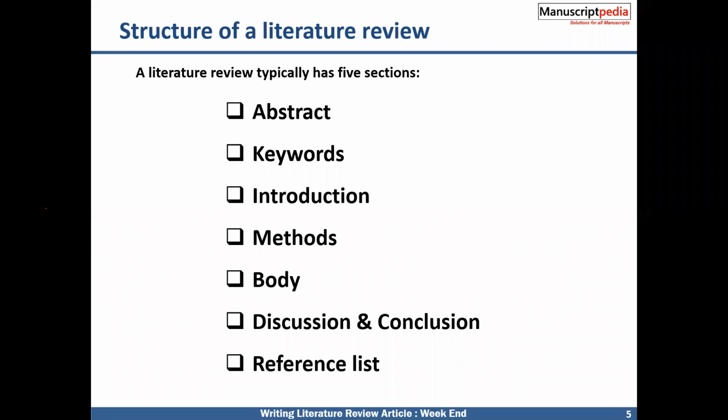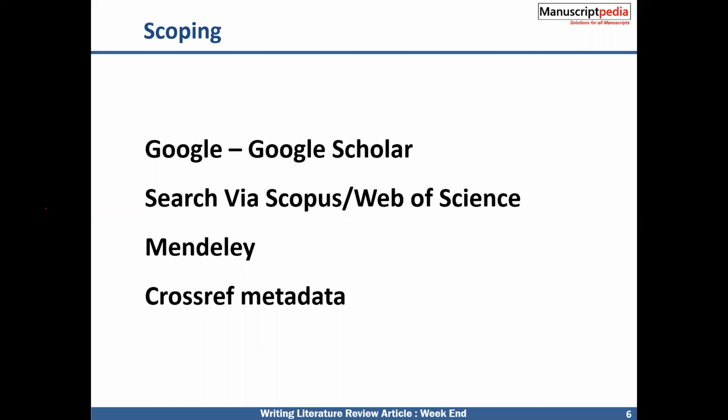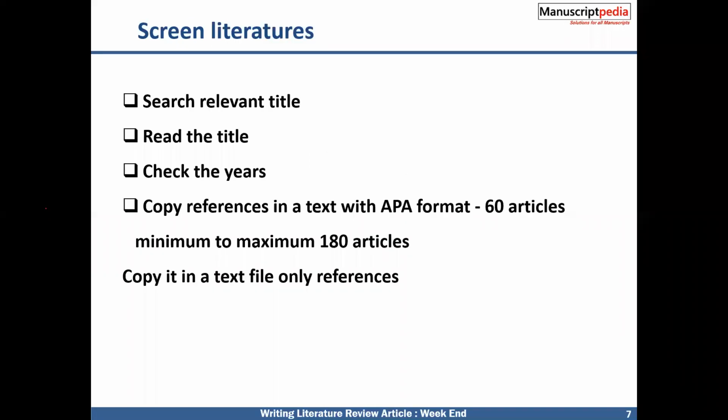Finally, references. Then scoping: how will we search the literature? From Google Scholar, Scopus, Mendeley, and Crossref metadata. Crossref metadata is what most people are currently using, and many researchers also use Mendeley. So how are we going to screen the literature?